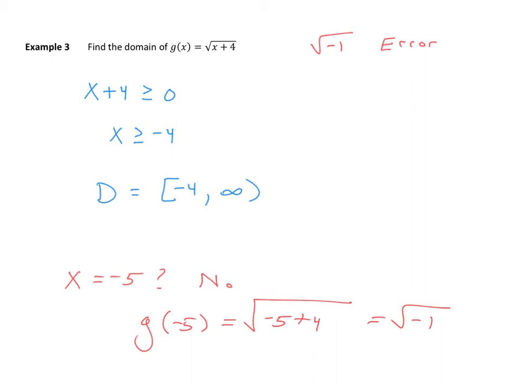So when it comes to finding a domain, there's really 2 things to look for. Do you have a square root? If so, you don't want anything to be negative underneath the square root. Or do you have a fraction? If you do, you do not want to divide by 0.